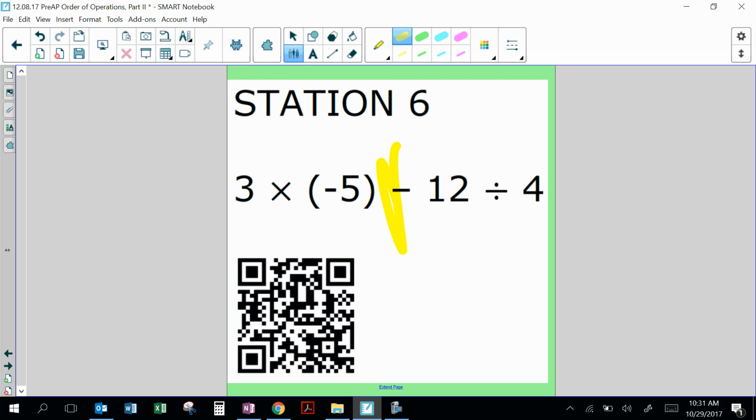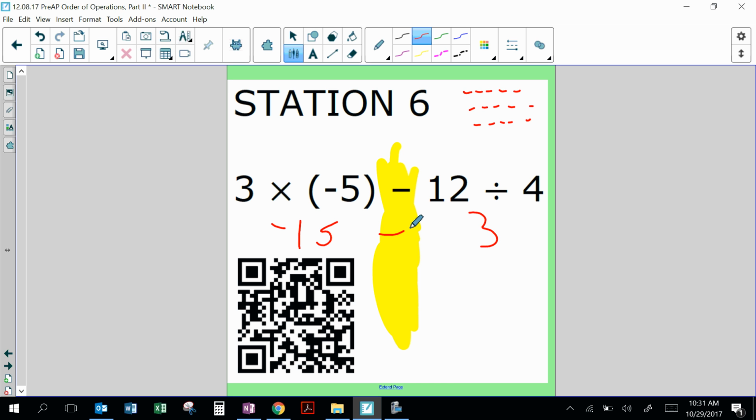And next one, highlight this operator. So 3 groups of negative 5 is negative 15. 12 divided by 4 is 3. What is negative 15 take away 3? So here's negative 15. Can I take away 3 positive from this while changing its value? No. I need to do zero pairs, so I take away this. It's going to be negative 18.